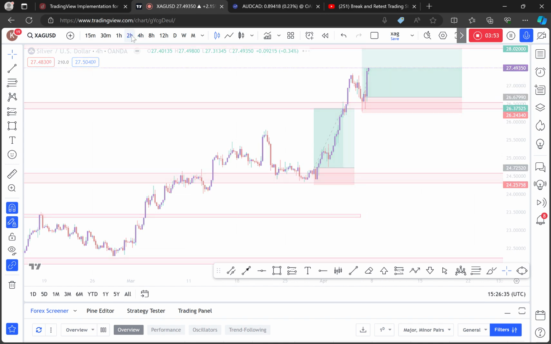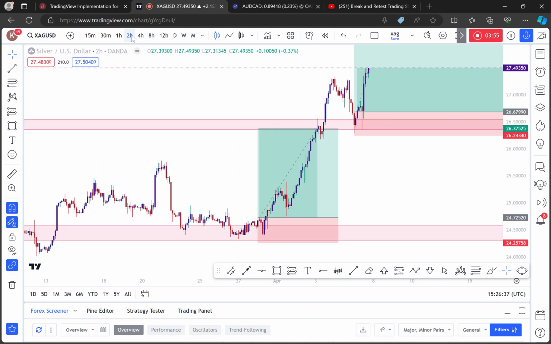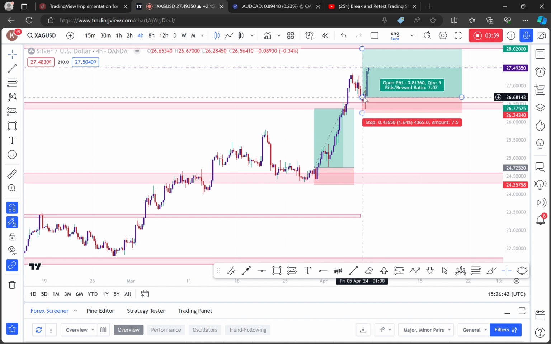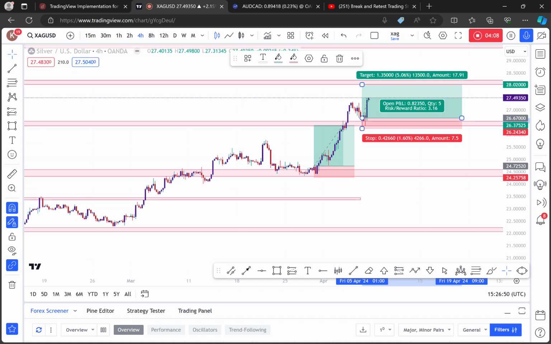When I go to lower time frames, even on higher time frames, the confirmations are clear. On the 4 hours time frame, have a look at this. We have a bullish engulfing candlestick which formed here. After that, this is another trade. We are almost at our take profit position. Even this trade has a good risk reward ratio of 1 to 3.